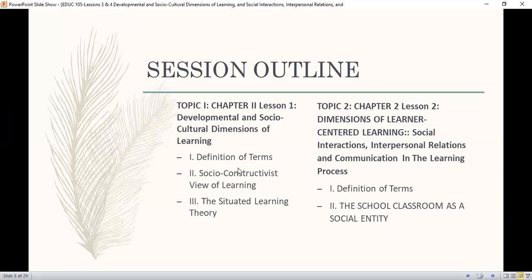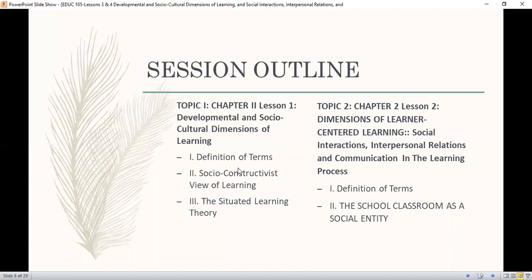But for our first two topics, we are going to have the developmental and social-cultural dimensions of learning, under which we are going to define some terms. We are going to discuss about social-constructivist view of learning in a deeper way. Kasi may overview lang yung una nating ginawa last time. And of course, another theory in relation to social dimensions of learning is the situated learning theory. So we'll discuss this one by one later.